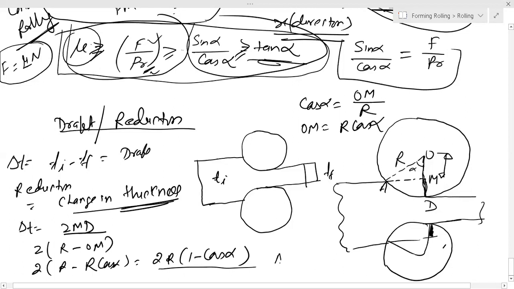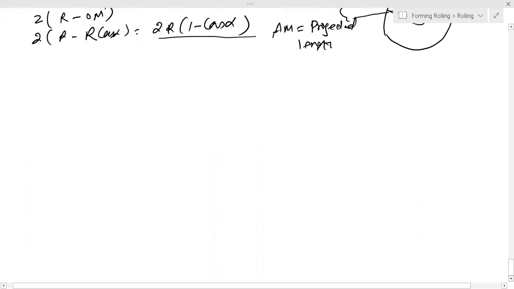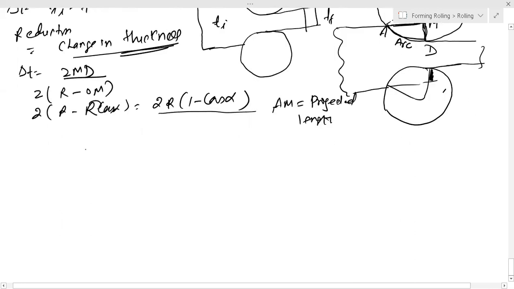Am is your projected length. This is your am. So this is your arc, and this is your projected length, right? So this we can now draft. Draft is equal to 2r(1 minus cos alpha). That is one.